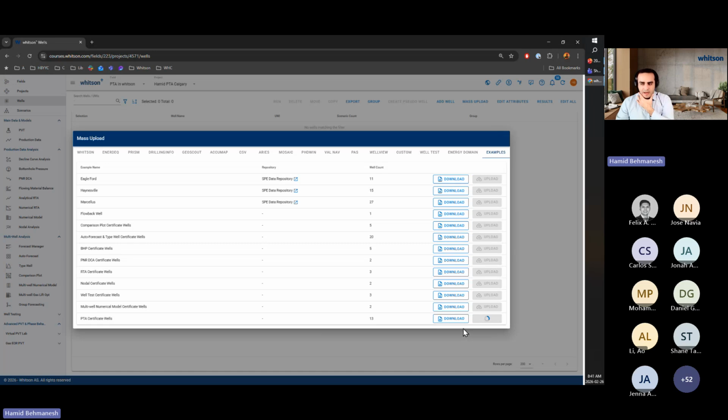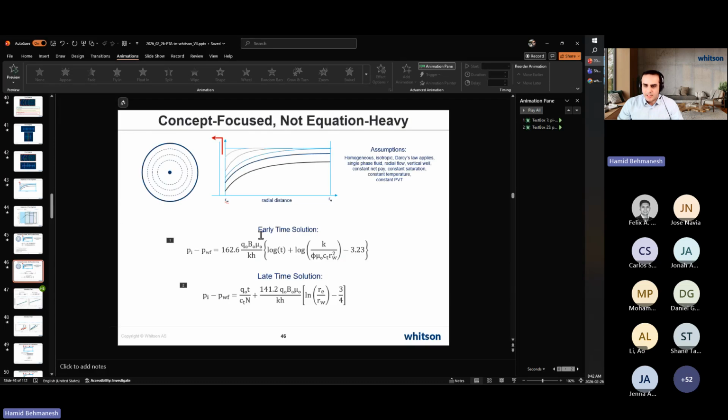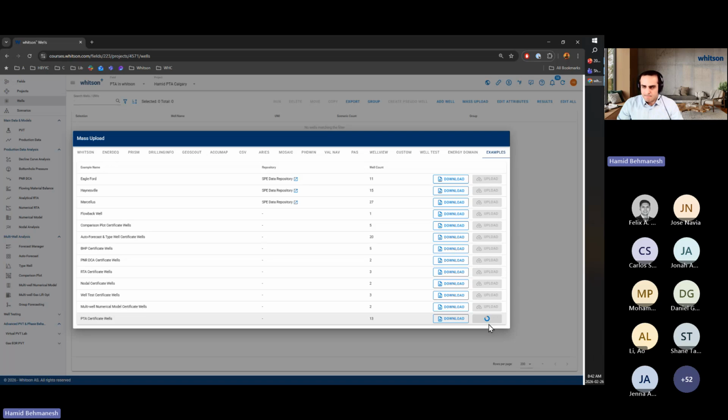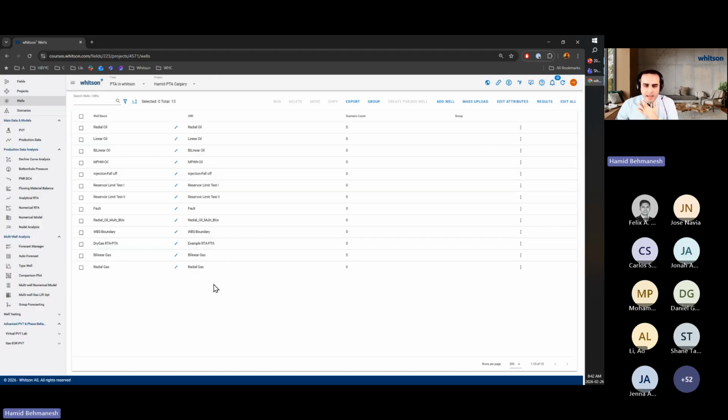So the first example that I'm going to present, at least to just get familiar with what we're going to see during the remainder of the course, let's take a look at a drawdown test. We don't specifically do drawdown analysis in the PTA module, but what I can show you is how to plot these equations to see the behavior of this equation in the early time and late time. So still uploading. So these are the 13 wells that we're going to take a look at.